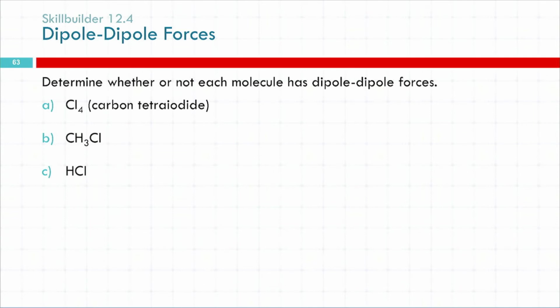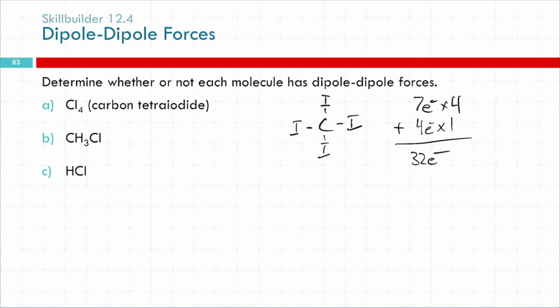We're going to draw the Lewis structures. So we've got carbon, and we've got 4 iodine atoms, and those are all going to be bonded here. Iodine is a halogen, so it's going to have 7 electrons. So we're going to do 7 times 4, and add that to carbon's own 4 electrons times 1, right? So we get 28 plus 4. So 28 plus 4 is 32.